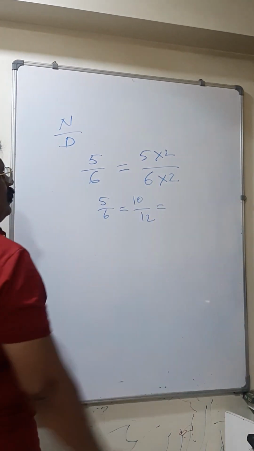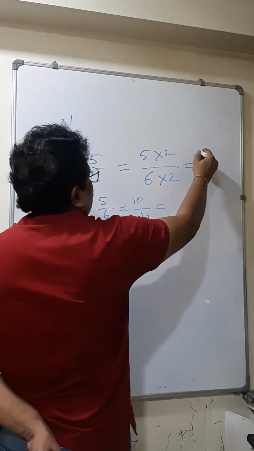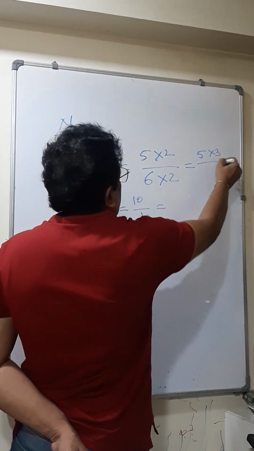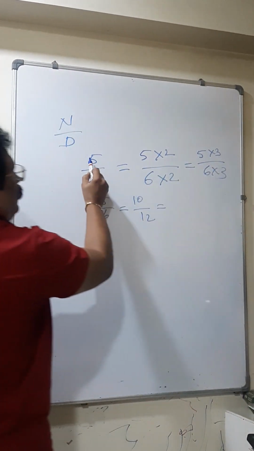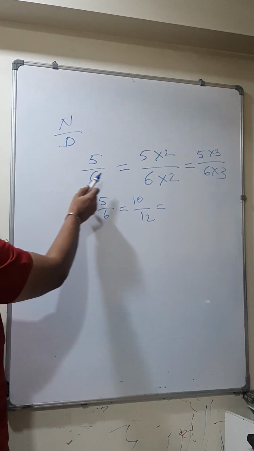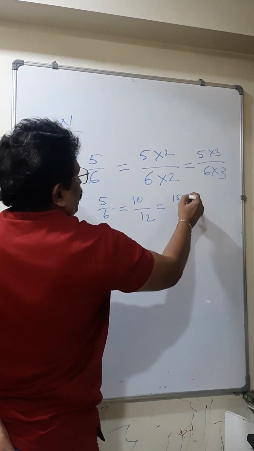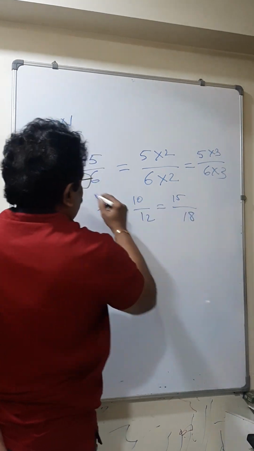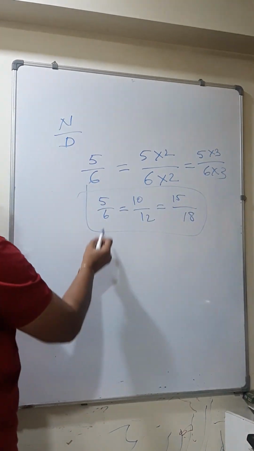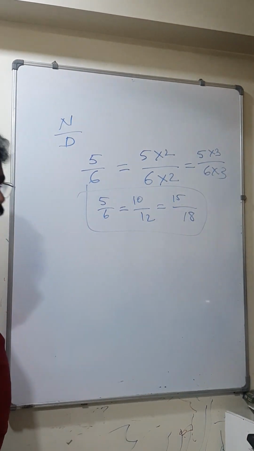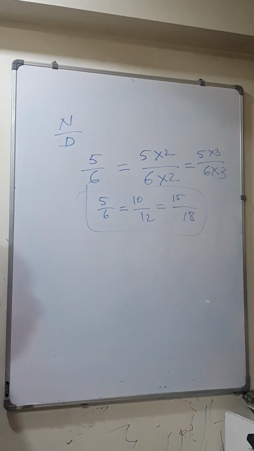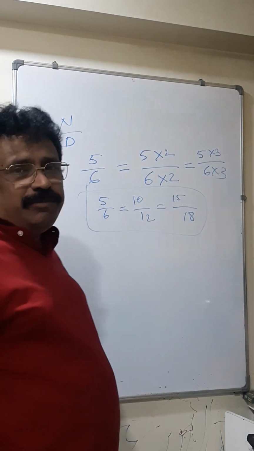This is also equal to, I can make it 5 into 3 upon 6 into 3. इधर 5 को 3 से multiply किया, 6 को 3 से multiply किया. Same number से multiply किया. 5 3s are 15, 6 3s are 18. So these are all equivalent fractions. 3 fractions I showed you, equivalent fractions. 5 by 6 equal to 10 by 12 equal to 15 by 18.